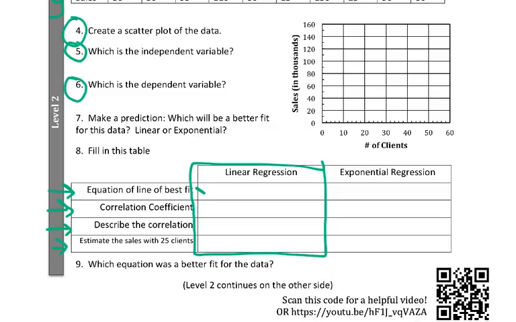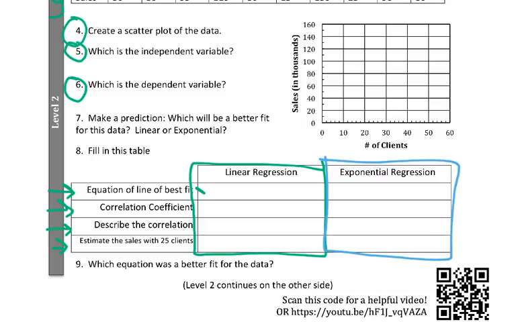And then you're going to do the same thing with the exponential regression. You'll have the data typed in already. So then you just go through the process to find the exponential equation. Look at that correlation coefficient. Write 2 words that describe that correlation. Use the equation to estimate how much your sales would be with 25 clients according to that.